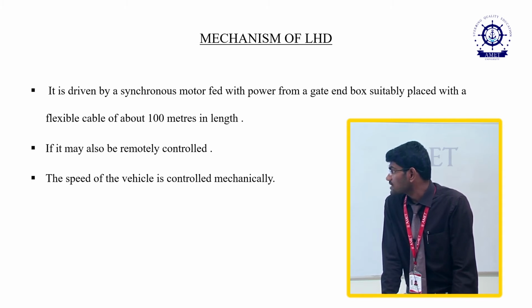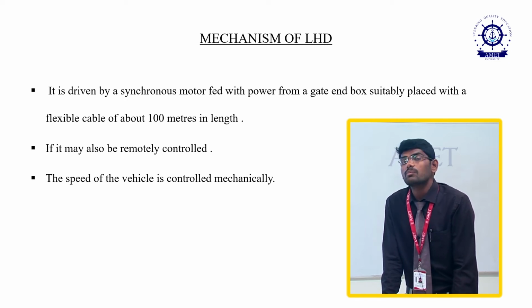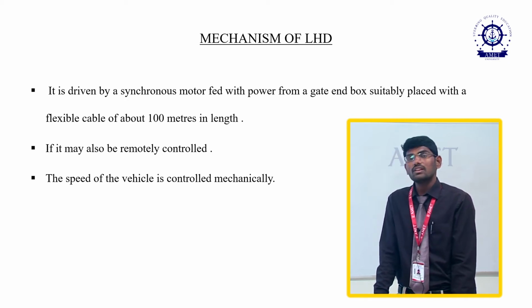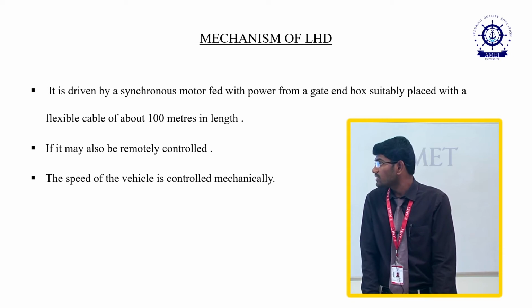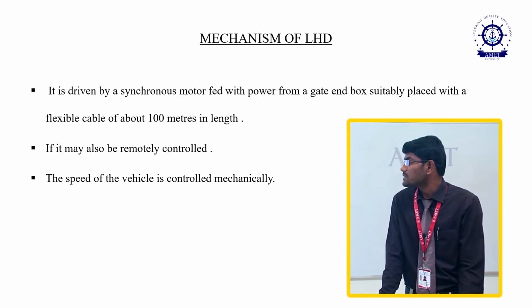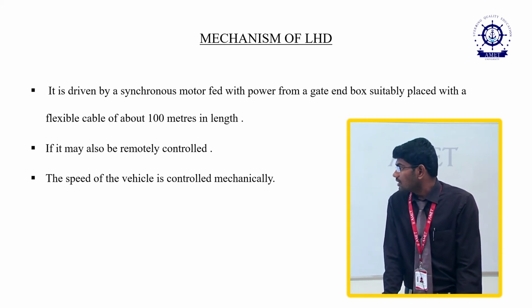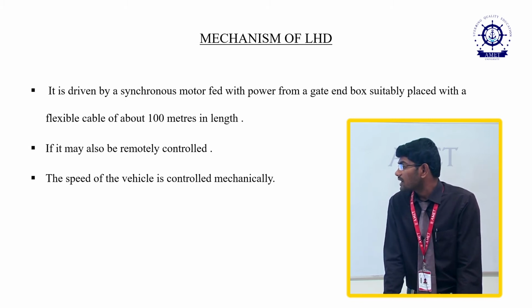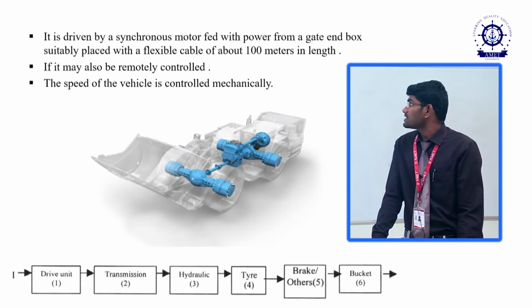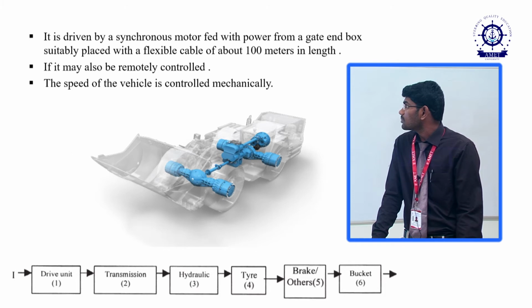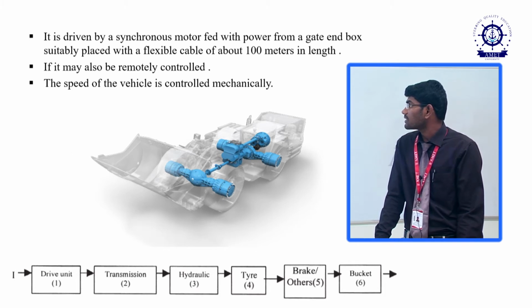The speed of LHD is controlled by the mechanical braking system by the operator, to control the vehicle in high speed conditions and to alert the driver and operator to control the speed. It is driven by the synchronous motor fed from the gate end box through a suitable 100 meters cable length, and the speed of the vehicle is controlled mechanically.